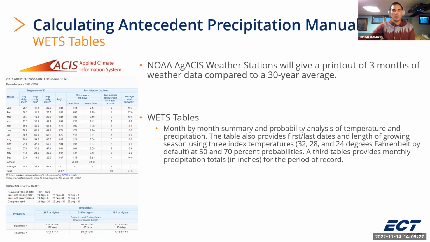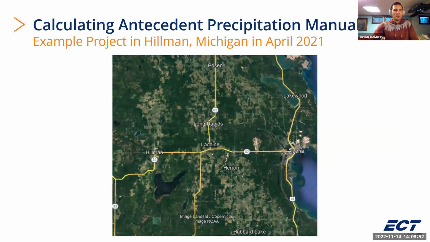And so the table will provide you with the first and last dates and the length of a growing season using index temperatures of 32, 28, and 24 degrees based on a 50 and a 70% probability. And then a third table that will be printed out provides the monthly precipitation totals for any given period. And so let's do an example project.